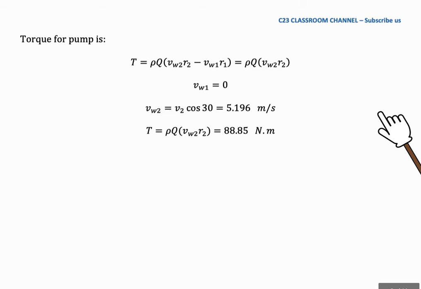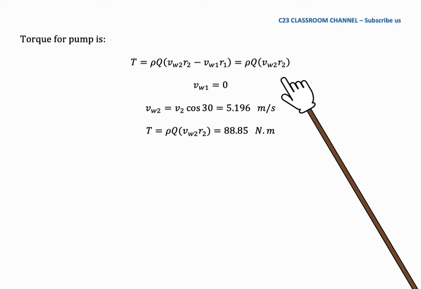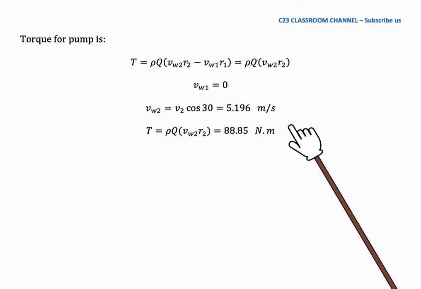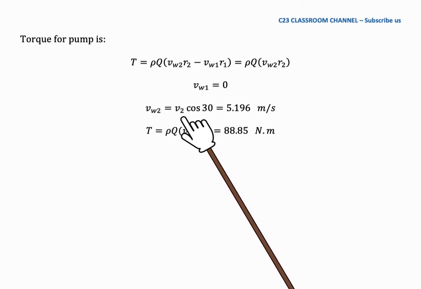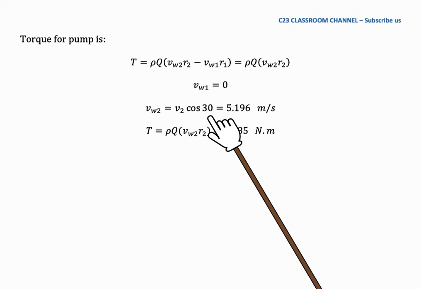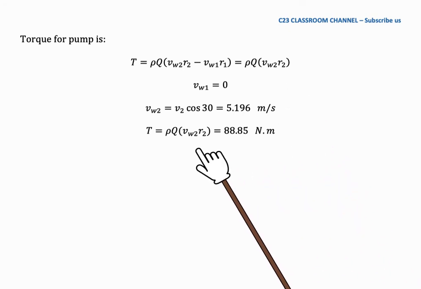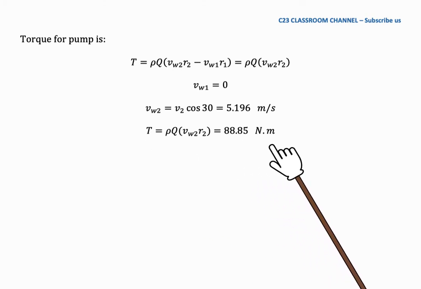Torque for pump can be calculated by using this equation. T equal rho Q (V whirl 2 R2 minus V whirl 1 R1). From the diagram, we know that V whirl 1 is equal to 0. We could calculate the value of V whirl 2 by multiplying V2 and cos 30 degree. So we have 5.196 meter per second. We substitute all the values here. We could get torque is equal to 88.85 Newton meters.